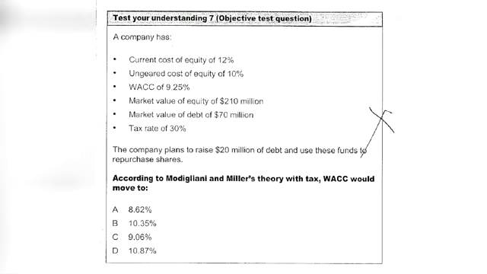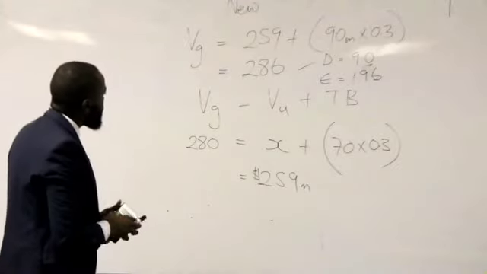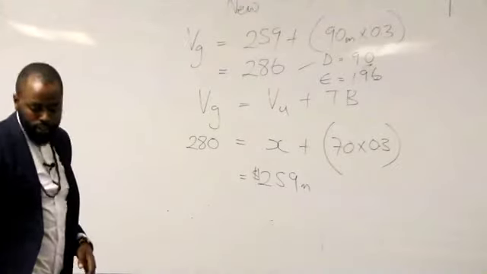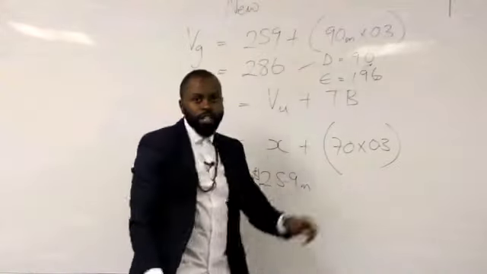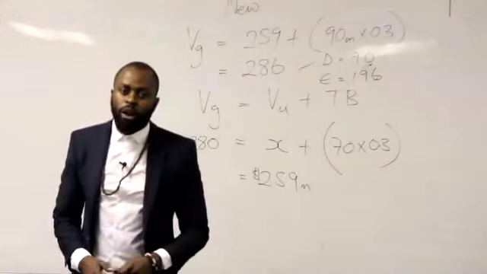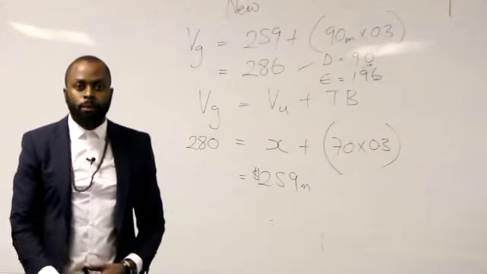So the previous value of our equity was 210. Now in this case, it's going to be 196. So that's the first part of the question: determine the value of equity, determine the value of debt, because we need it in our formula of calculating the weighted average cost of capital.